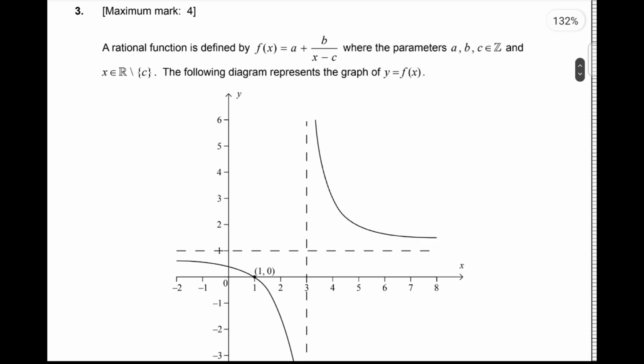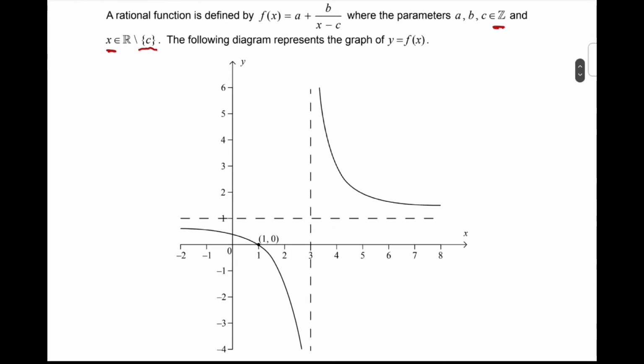Question number 3. You have a rational function defined by f of x equal to a plus b over x minus c, where all the parameters a, b, c belong to the set Z, which is the integer set, and x is a real number except the value c, because at c you have an undefined value.